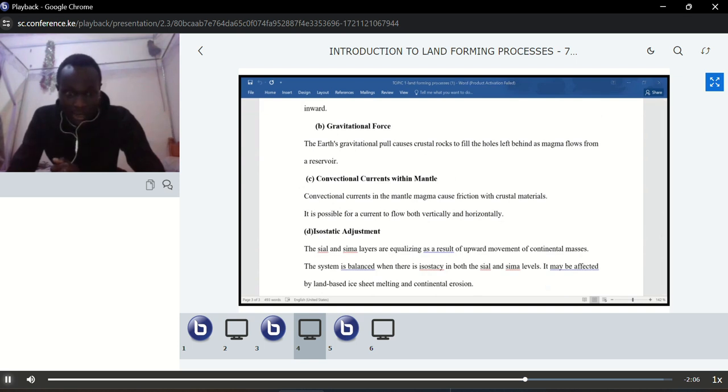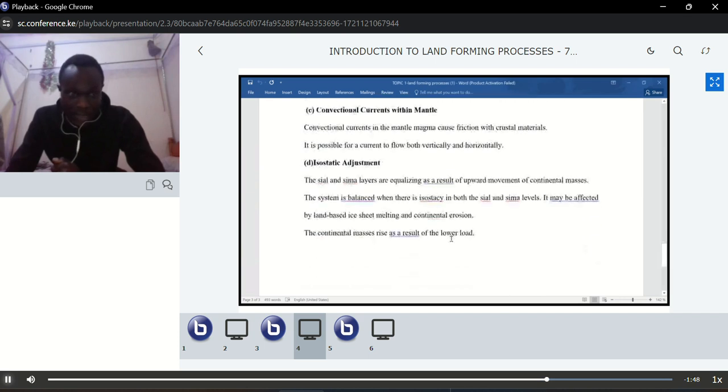And number three is the convectional currents within the mantle. Convectional currents in the mantle magma cause friction with crustal materials, and it is possible for a current to flow both vertically and horizontally. We have the isostatic adjustment. The Sial and Sima layers are equalizing as a result of upward movement of continental masses. The system is balanced when there is isostasy in both the Sial and Sima levels.